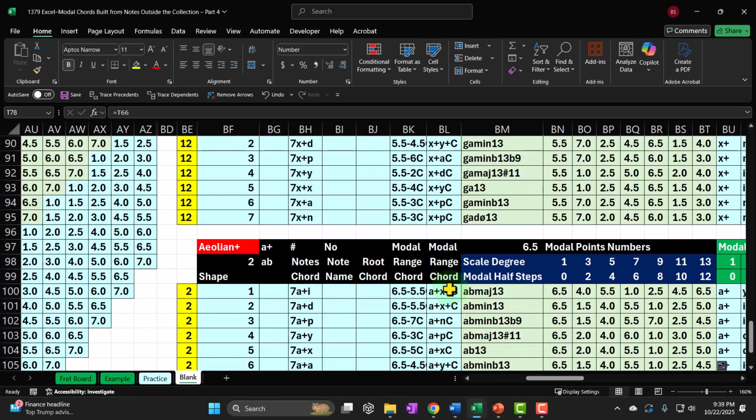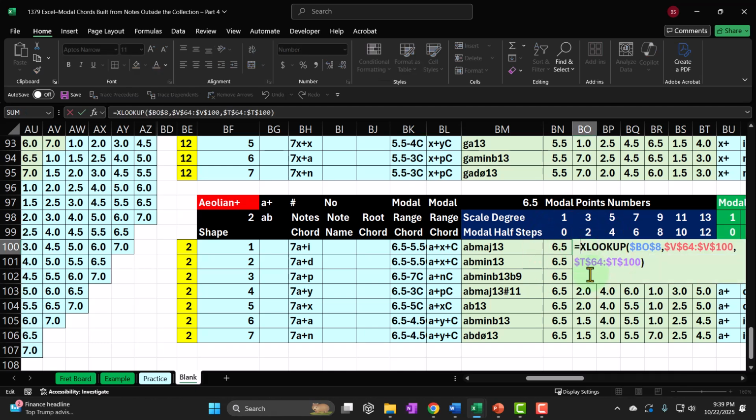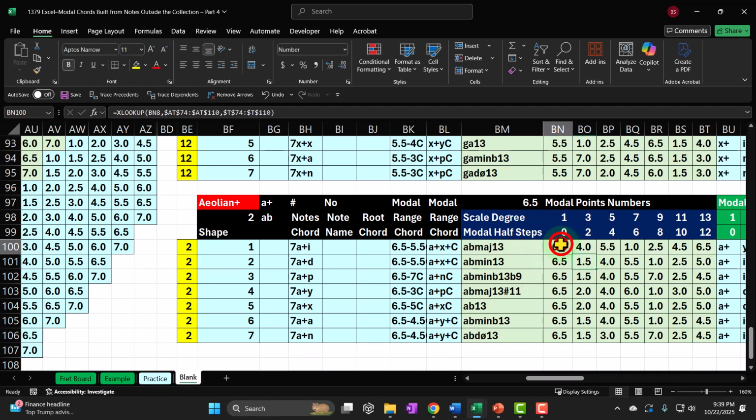Something has gone horribly wrong. Did I copy this across? Maybe I didn't. Did I copy this across? Okay, there it goes. 2, 4. Okay, I think that's right. Let's copy all of them across.